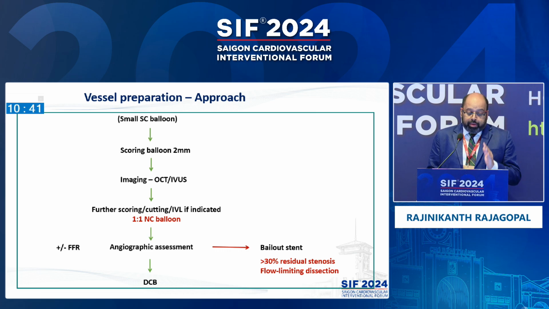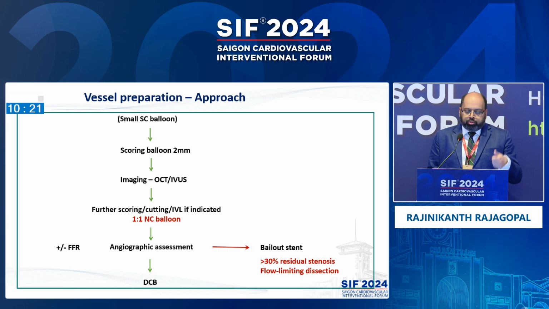And then we do further vessel preparation with NC balloons or scoring or cutting balloons, IVL if it's calcified, rotablation if required. The most important step is to get a 1-to-1 NC balloon. And if that expands well, then you can do an angiographic assessment. Some people like to do FFR. I don't normally do that. And if that looks good, you deploy a DCB.